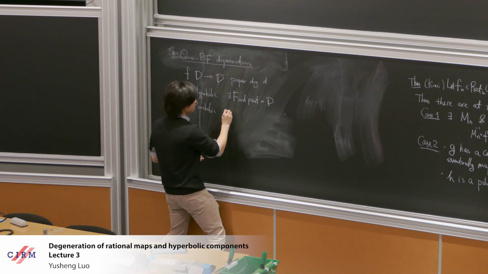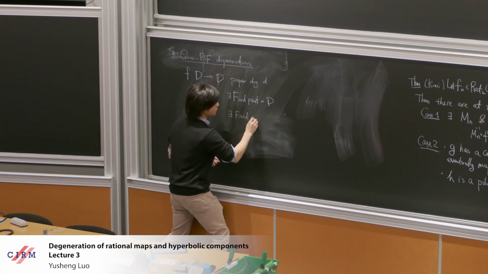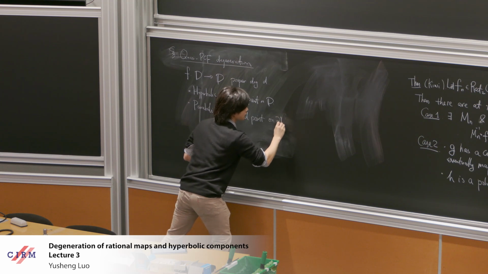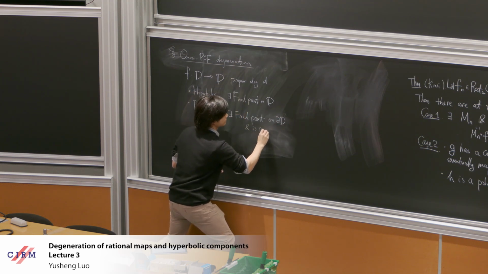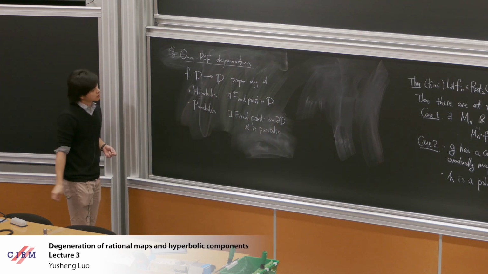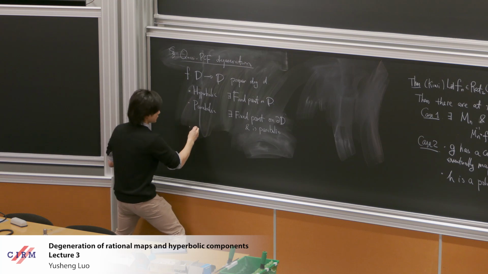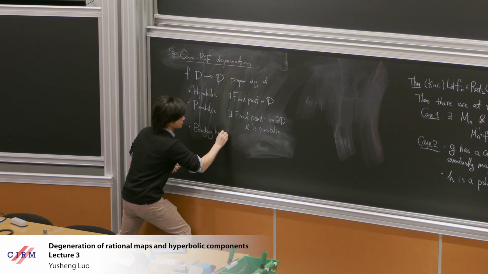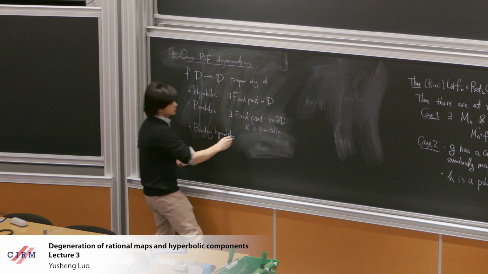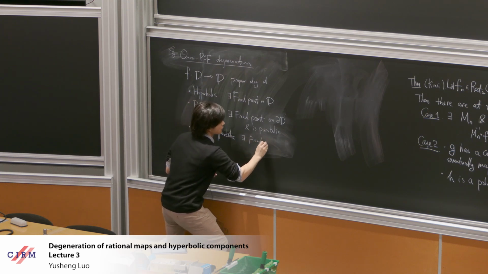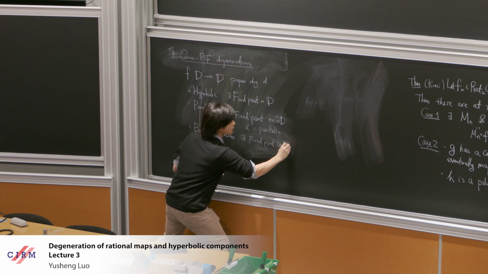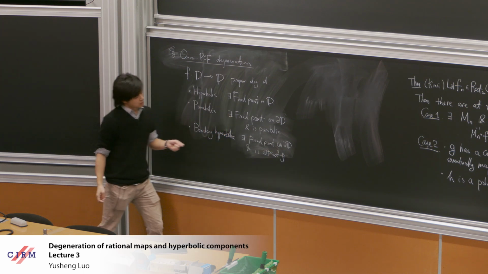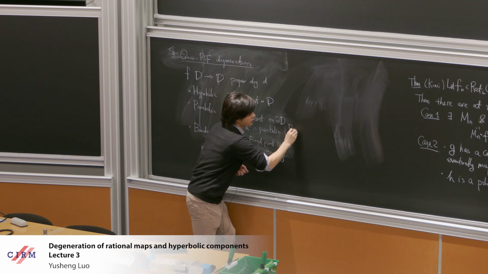And you can also have a parabolic. This would correspond to having a fixed point on the boundary of this disk, and it's parabolic. Or you can have something like boundary hyperbolic, and this corresponds to having a fixed point on the boundary and is attracting. All right, and in the parabolic case, you can have a doubly parabolic or singly parabolic.